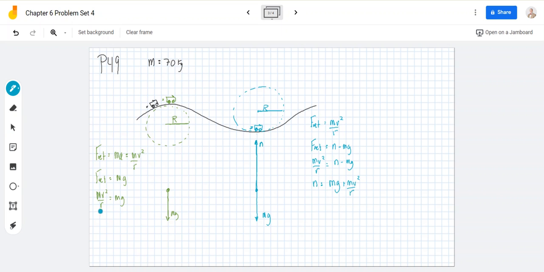Here's the cool part. Don't I have an expression for mv squared over r over here? Isn't it equal to mg? So I'm going to make that substitution. So it's equal to mg plus this mv squared over r, which is mg, so the normal force is equal to 2mg. So in this case, it's 70 kilograms, so N is equal to 2 times 70 times 10. And because his normal force is twice his weight, he feels twice as heavy.